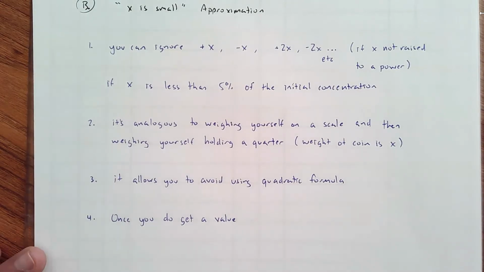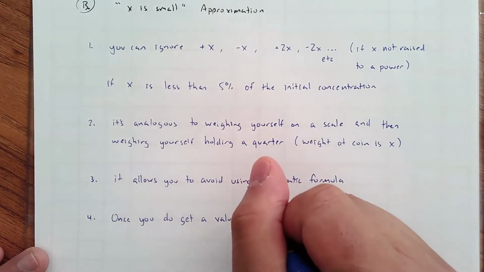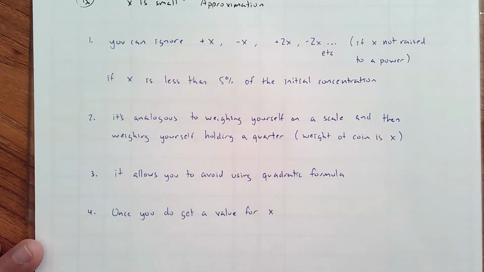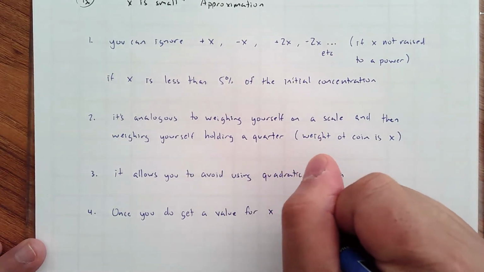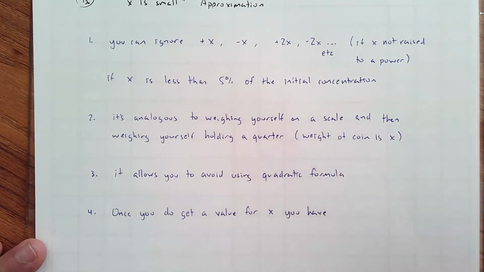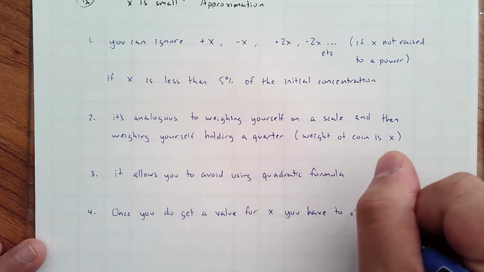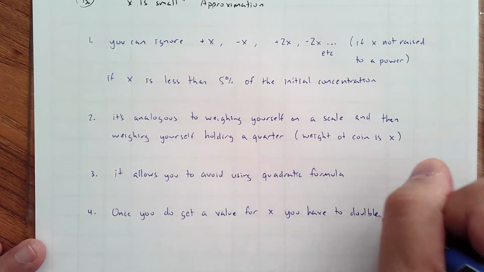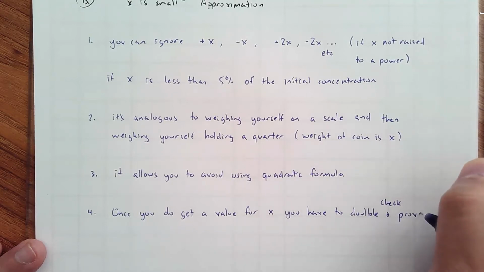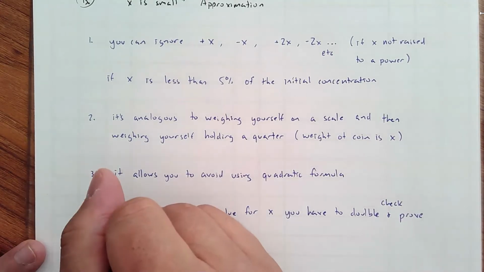Example number 5. So once you do get a value for x, okay, you will check. And for my students, you have to show the check. You have to double check and prove that it is less than 5% of the initial concentration.